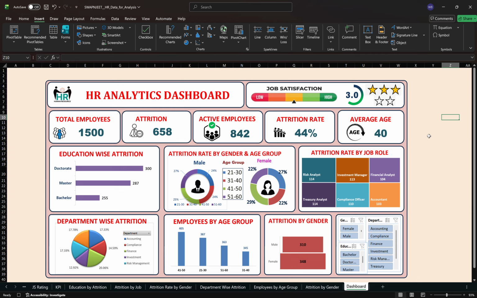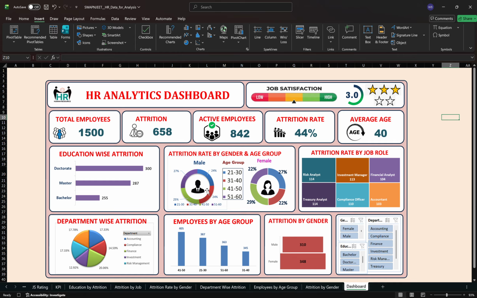Today I will be walking you through an interactive Excel dashboard created here to analyze the employee data of Swapnjeet Financial Services. This company has been experiencing a rising trend in employee attrition, which has led to operational challenges, increased recruitment cost and disruptions in day-to-day business functions.